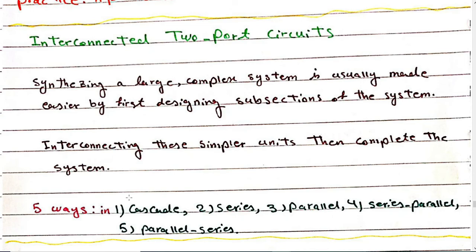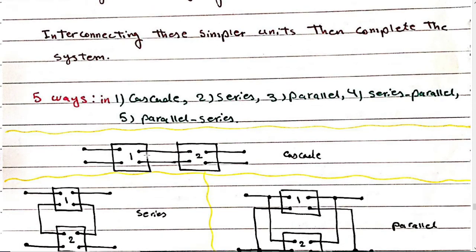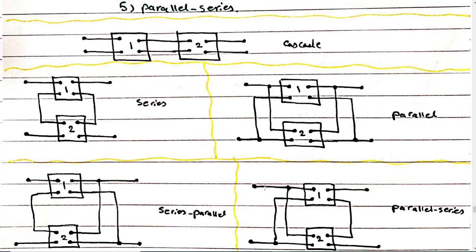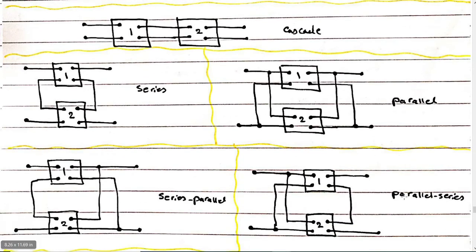We have 5 ways to interconnect two-port circuits. First way is cascading two-port circuits. The second way is in series. So you can see like this. If you interconnect them, you have two-port circuits in series and parallel. And this one is series parallel and this one is parallel series.